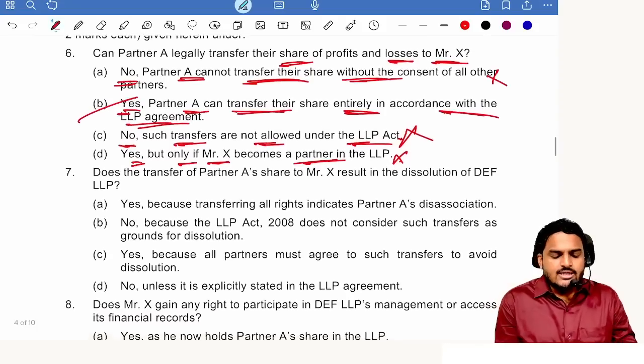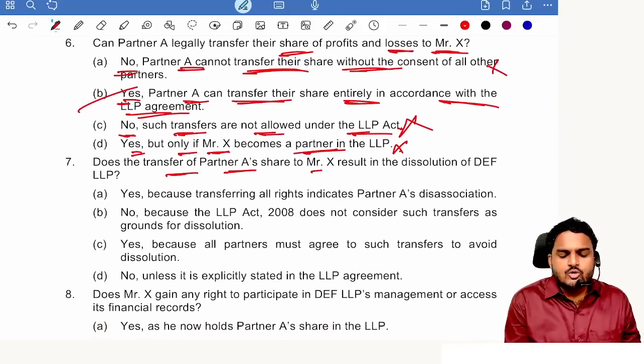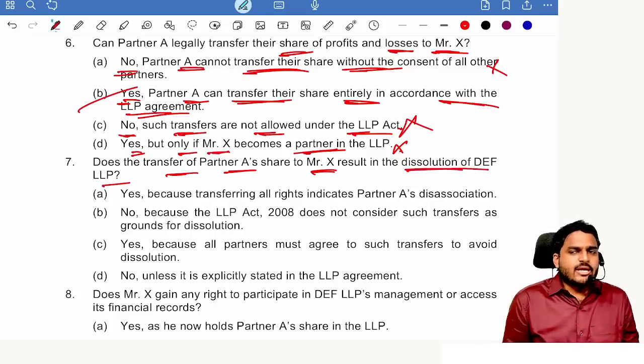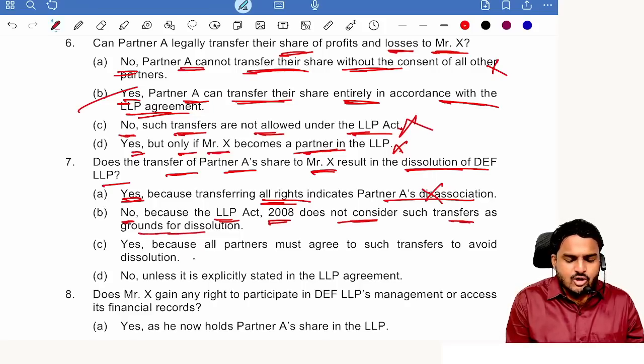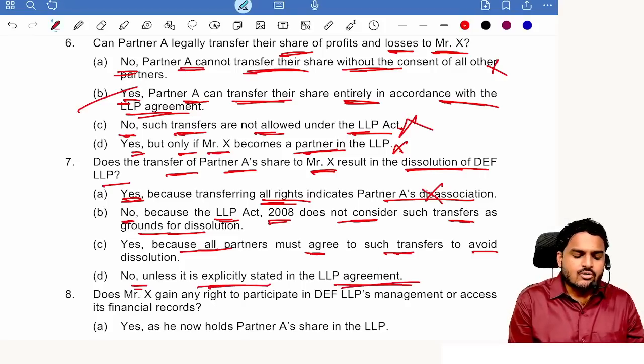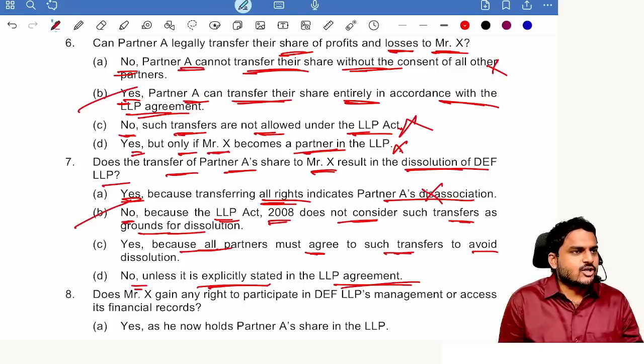Next. Does the transfer of partner A's share to Mr. X result in dissolution of DEF LLP? Separate legal entity, no dissolution. Yes, transferring all rights indicates partner A's disassociation. No, because the LLP Act 2008 does not consider such transfers as grounds for dissolution. Next one, yes, because all partners must agree to such transfers to avoid dissolution. And last one, no, unless it is explicitly stated in the LLP agreement. So out of 4 options, B is the correct option.